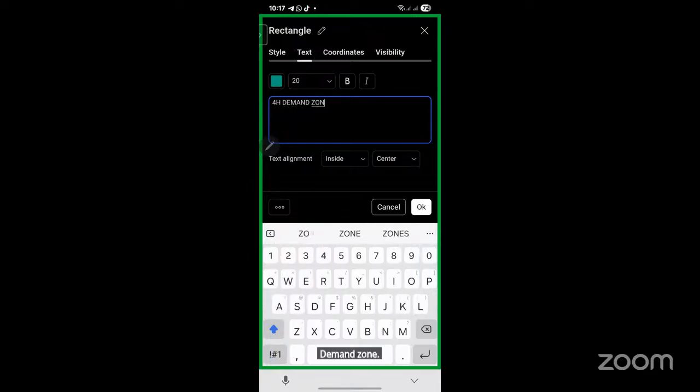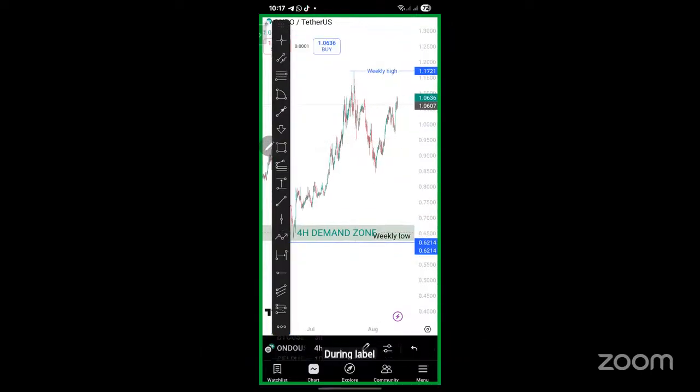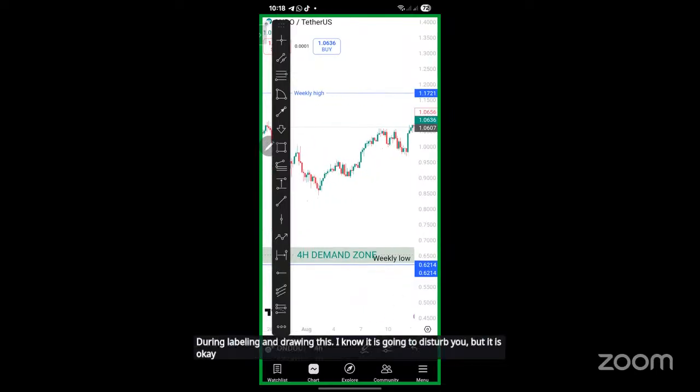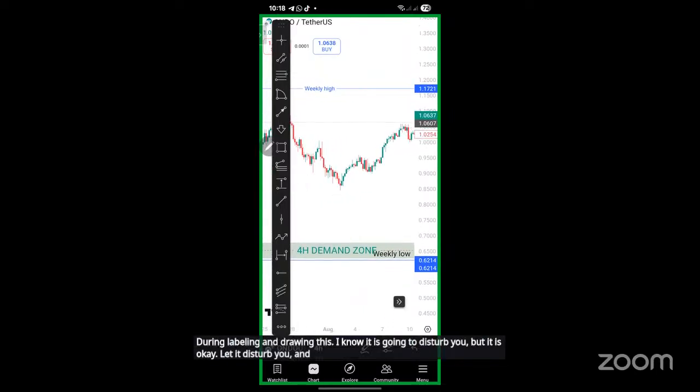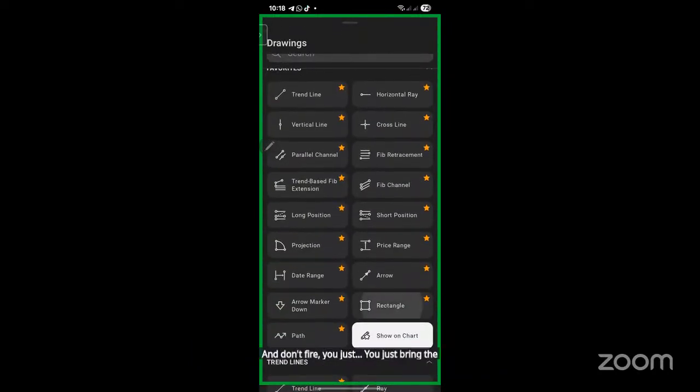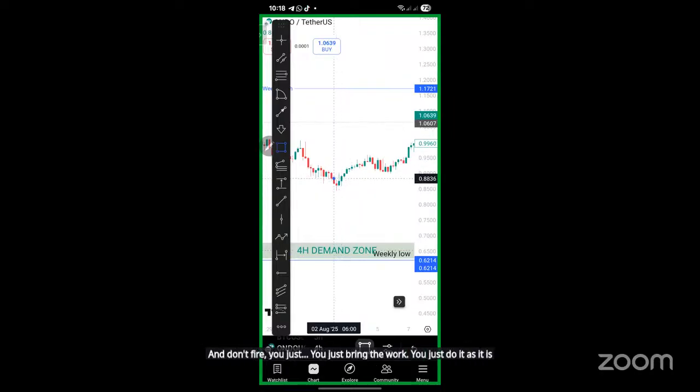I know you're going to face difficulties during labeling and drawing this. I know it is going to disturb you, but it is okay. Let it disturb you, and don't fire. You just do it as it is supposed to be done, and send it to the group. Tell those people in the group, can you please mark that work?